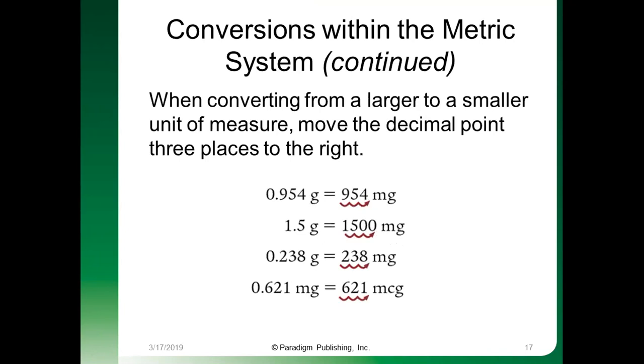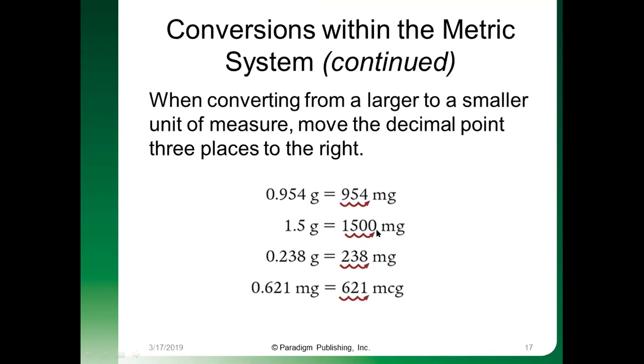When converting from a larger to a smaller unit of measure, move the decimal point 3 places to the right. So now larger to smaller, 3 spaces to the right. So grams to milligrams, so a bigger unit of measure to a smaller. So here we have our decimal. We're gonna move it 3 spaces to the right. So 9, 5, 4. So our answer is 954 milligrams.